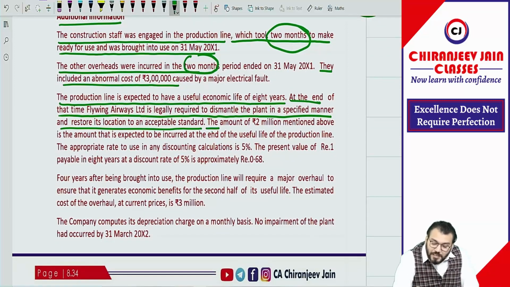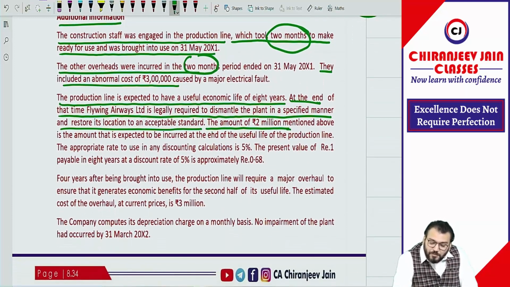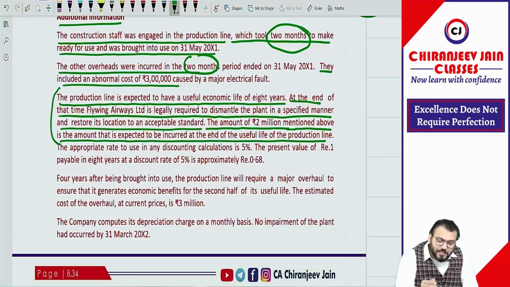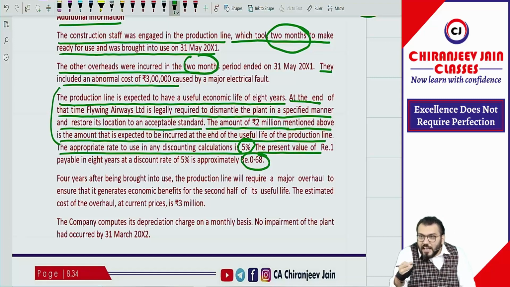The amount of 2 million mentioned above, that is 20 lakh, is the amount expected to be incurred at the end of the useful life of the production line. This entire information is not needed; even if not given, we would do that only. The appropriate rate to use in the discounting calculation is 5%. The present value factor is also given, 0.68. Now we should always say thanks to the examiner.